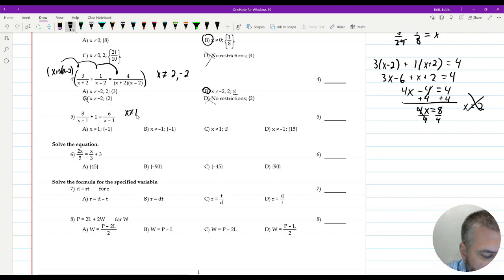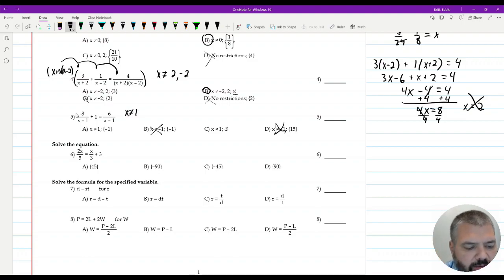That's my restriction. So if we look down here, you see x cannot be equal to 1 on A. B says x cannot be equal to -1, so we know it's not that one. C says x equals 1, so that may be the answer. And then D says x equals -1, so we know that's not the answer. Because the only number we have to leave out of our possible solutions is positive 1.